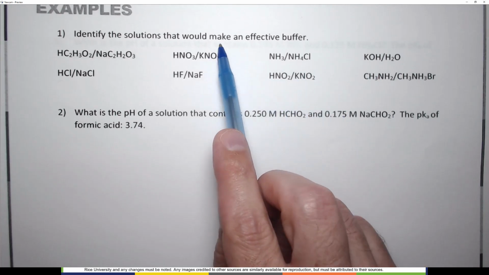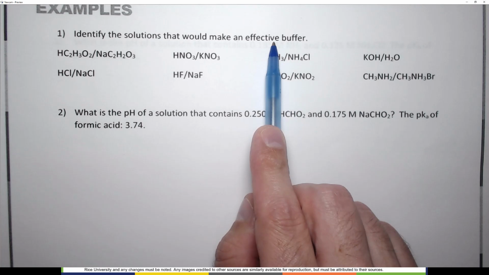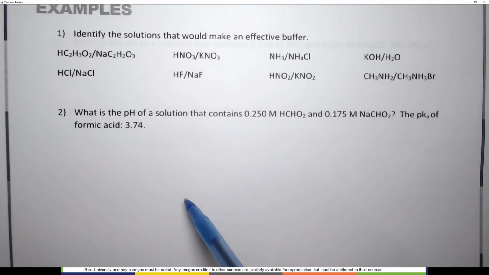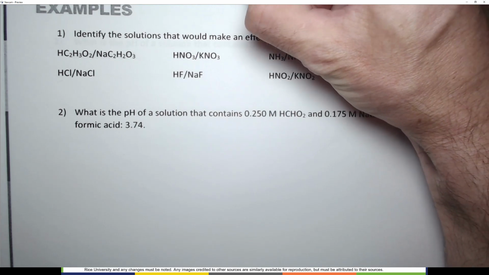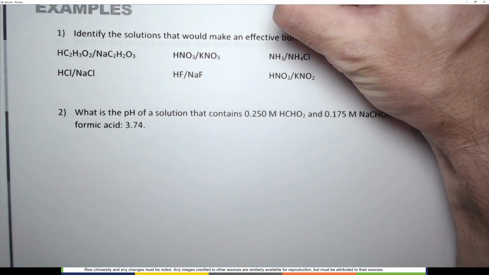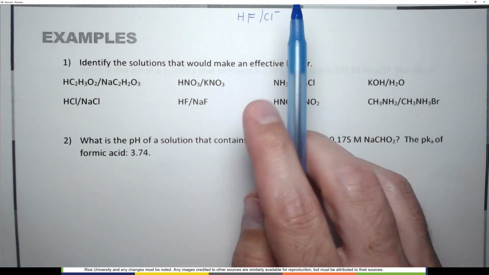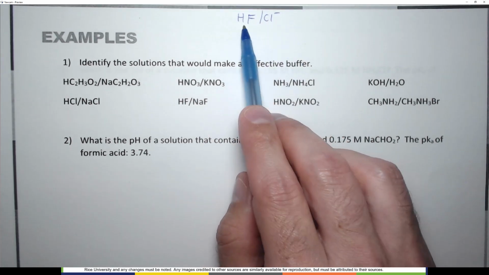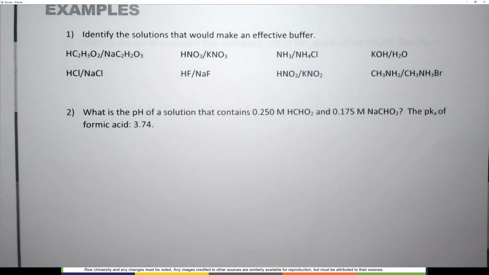So there's a couple things that'll make an ineffective buffer. One is you have a weak acid and you have something that's not even related to it, all right? So let's say you have a weak acid, HF, and you add Cl minus, all right? This is not the conjugate base of this. So this combination just doesn't make sense, okay? So that wouldn't be an answer. You're not going to see too many like that.